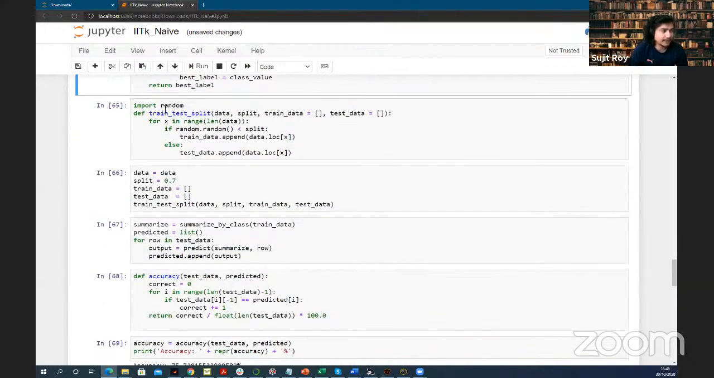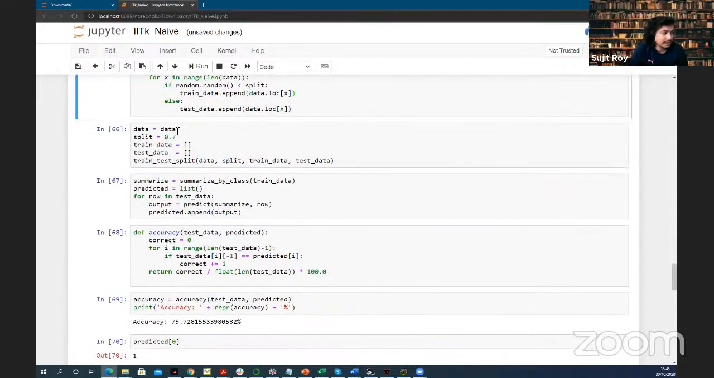Okay. And here again, you're using random for a train test split. We have done this in the last class. I'm not going to repeat over it. So your data is the data, split is 0.7, train data empty, test data empty. You're performing the train test split. After this, your data will be distributed into train and test sets.